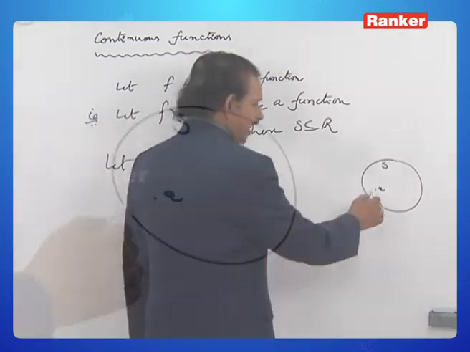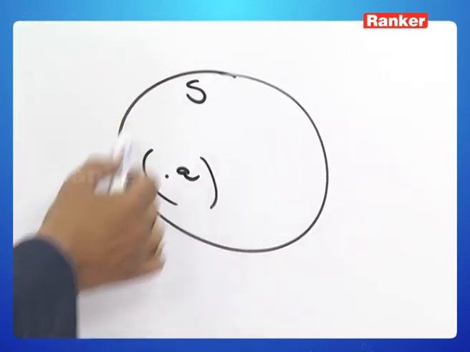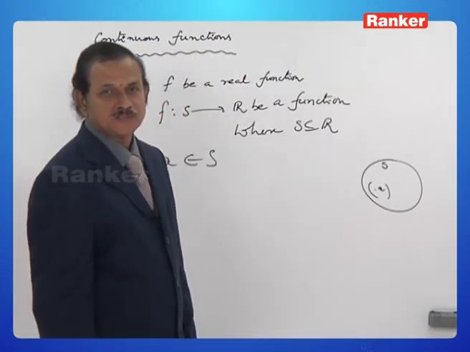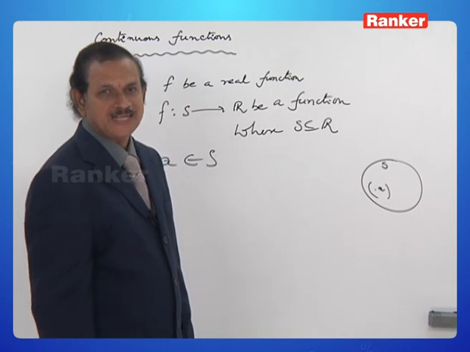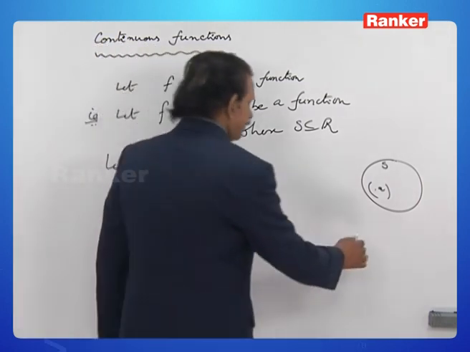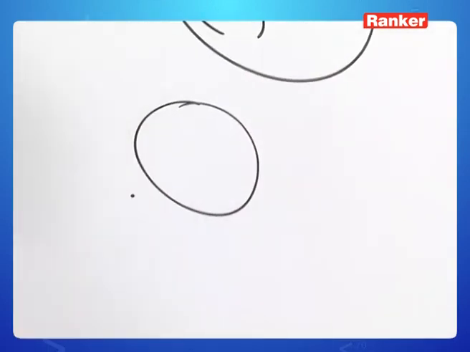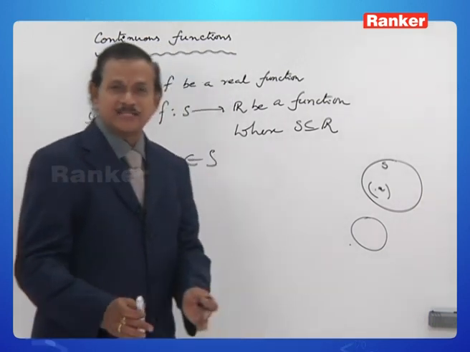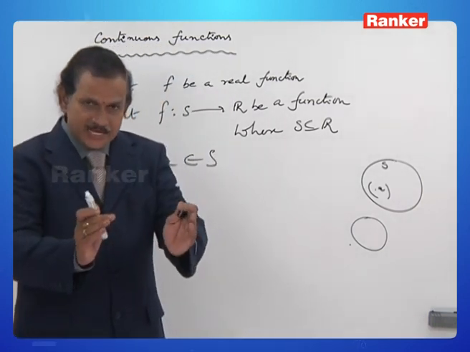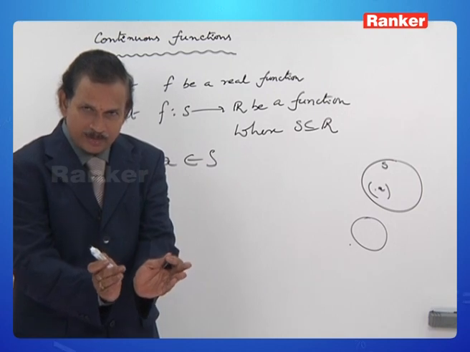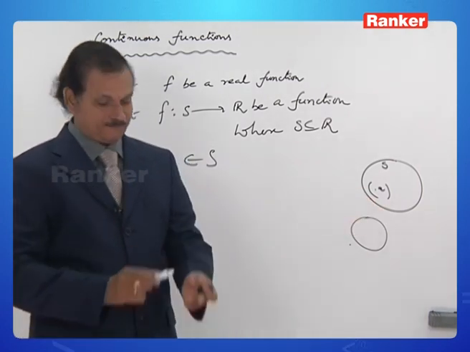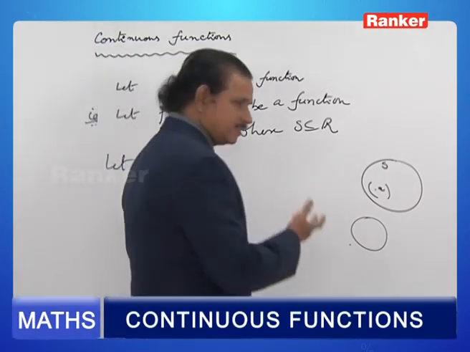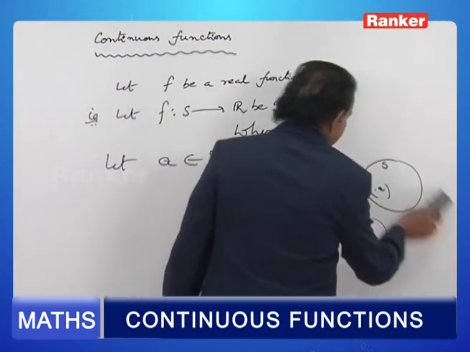If there is a neighborhood around A which is entirely contained in S, then A is an interior point of S. Isn't it? Look here. Can this be an interior point? No, it's not an interior point. A belongs to S. Not only that, there is at least one neighborhood around A which is entirely contained in S itself. That is the nature of A. In that sense, we say that A is an interior point of S.